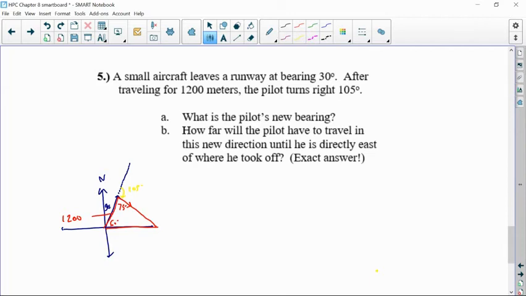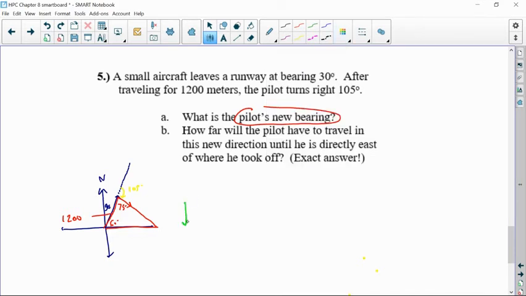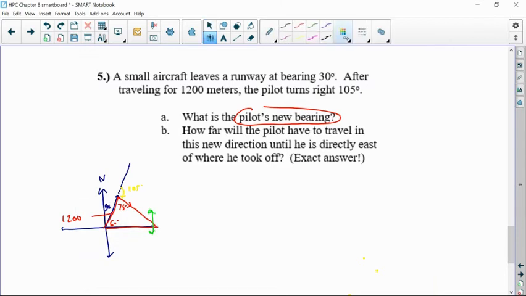What is the pilot's new bearing? The new bearing would be if I go where he's at and make a north, south, east, west, and compare him to north. So what is this angle? Here he is. What is this angle with respect to north? I'm looking for this angle right there, because that would be how far he is from north.